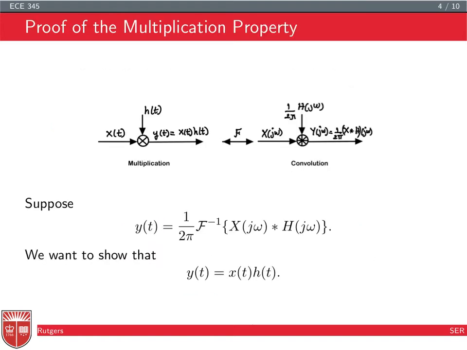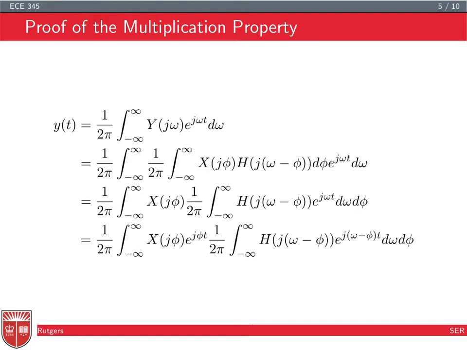For those of you who are curious about where this property comes from, here in this slide and the next slide is the proof of it. I don't want to go through it now in detail, but you can read the proof. To prove this, we actually walk the inverse way. We assume that y of t is the inverse transform of 1 over 2 pi X of j omega convolved with H of j omega, and we want to show that y of t is actually the product. So we want to show that the inverse of the convolution is the product.